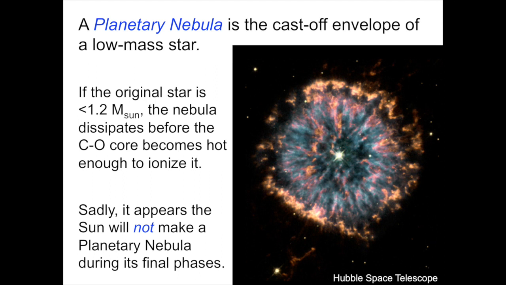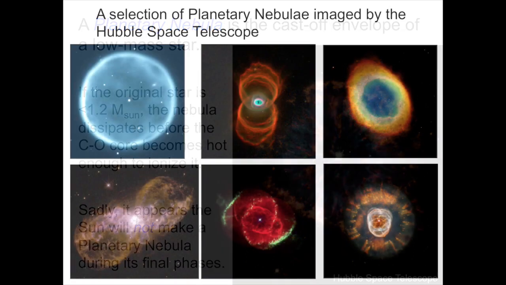Sadly, because the Sun has only about one solar mass, it is not going to make a planetary nebula during its final phases. When the 46% of the Sun's envelope is blown away during the thermally pulsating AGB phase, it's going to dissipate long before the carbon-oxygen core becomes hot enough to produce enough ultraviolet radiation to ionize it. For a long time, we thought the Sun would in fact have a brief flowering as a planetary nebula, but sadly, that doesn't appear to be the case.